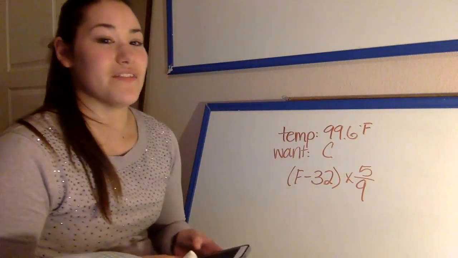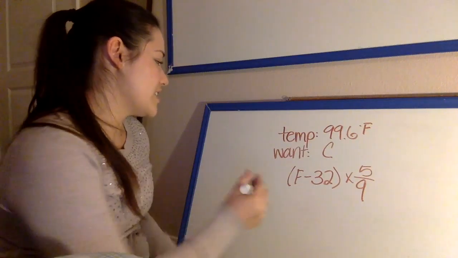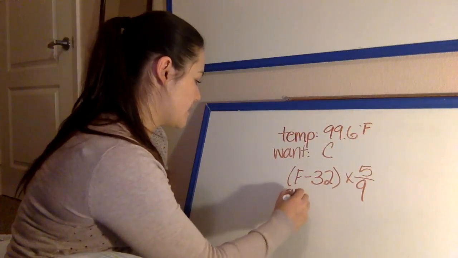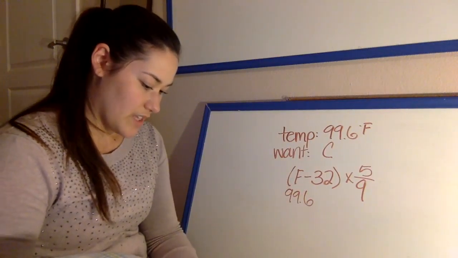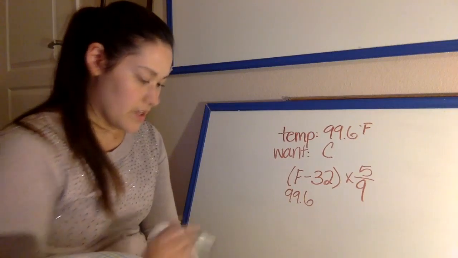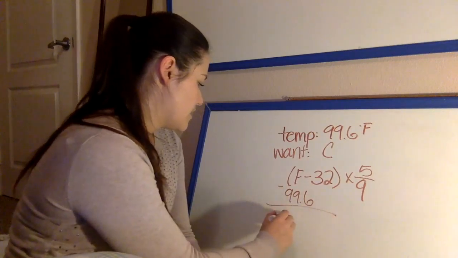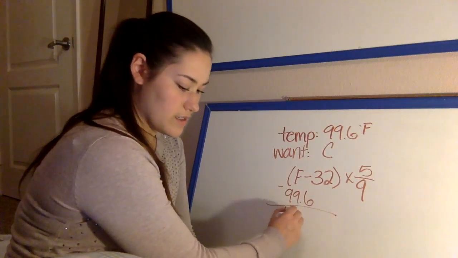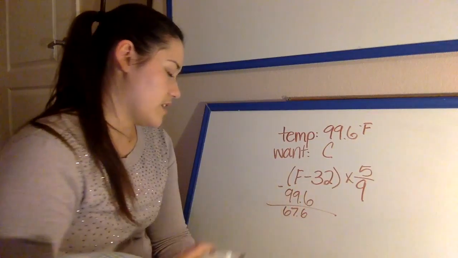I never have this memorized on the spot. Okay, so we're just going to plug things in. So this is going to be our 99.6, right? So 99.6 minus 32 equals 67.6. We're going to multiply that by 5 over 9.